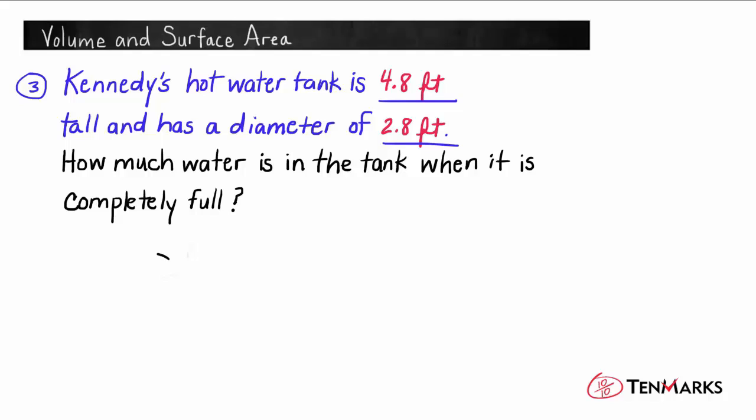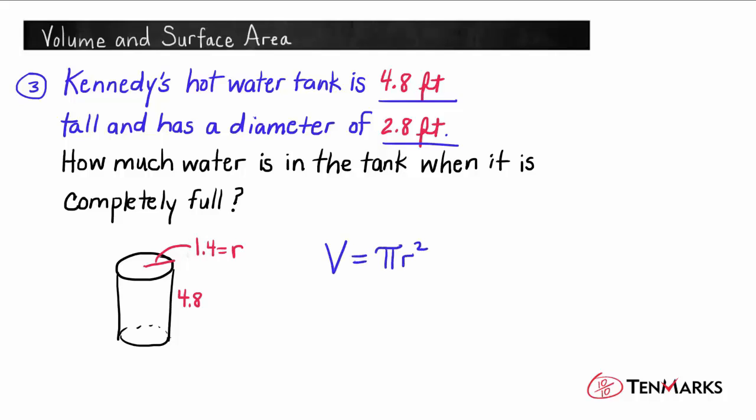So let's go ahead and do our sketch of the cylinder. We've got a height of 4.8 feet, and then we've got a diameter of 2.8 feet. But since we're not going to use a diameter in our calculation, let's go ahead and take half of that and mark that 1.4 feet for our radius. The formula for the volume of a cylinder is going to be volume equals pi r squared, that's the area of our base, times the height of the total cylinder.